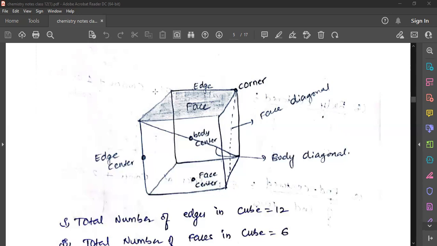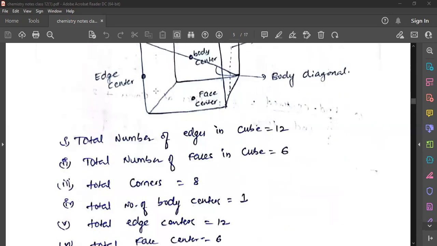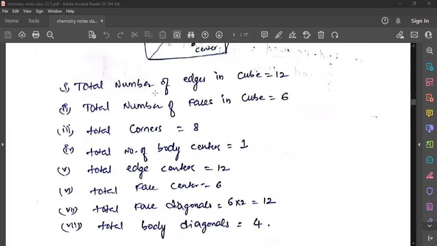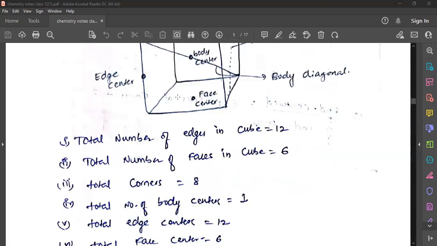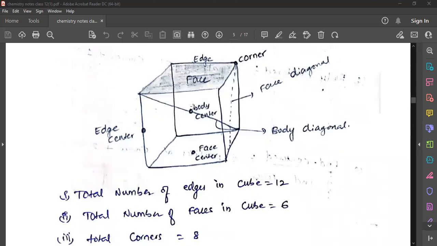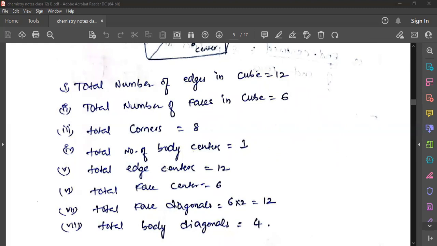So if you take a particular unit cell, how many edges will be there? Total we have 12 edges. And how many faces? 6 faces. And total number of corners? 8. And number of body centers? We have only one body center, along the body diagonal. But the number of edge centers? Total we have 12 edges, and each edge has an edge center, so the total number of edge centers is 12. And face centers, total we have 6 faces, so face centers are also 6.